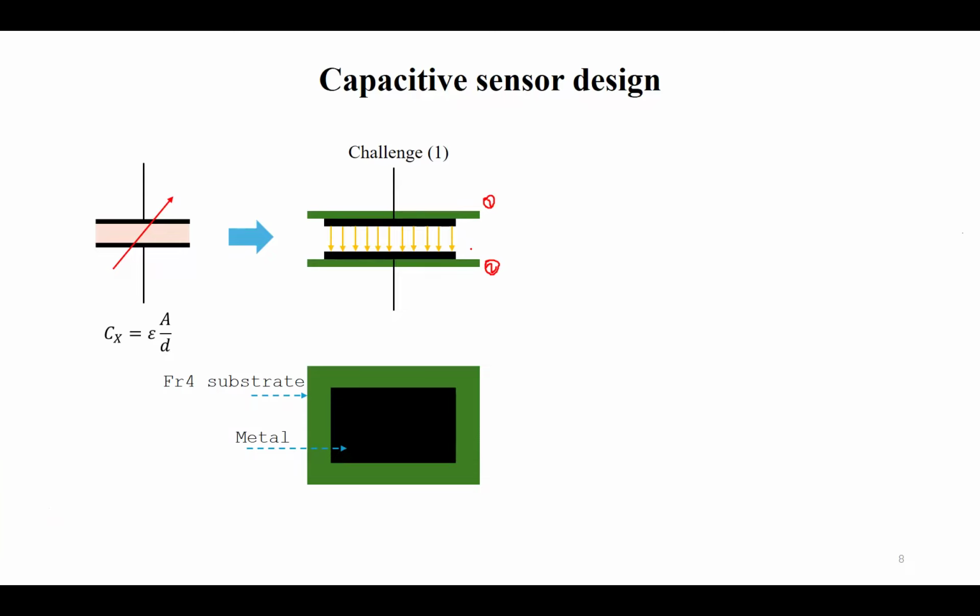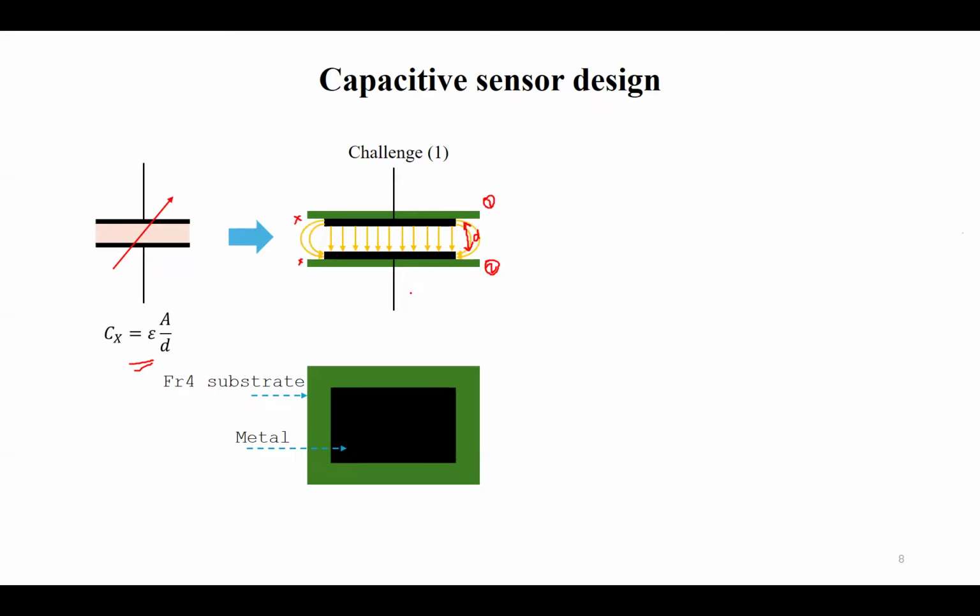So when we align these two PCBs at a distance D, there will be a capacitance Cx equal to epsilon A by D. So that is a conventional capacitor. Ideally speaking, these two metallic plates will have a capacitance like this. And whenever there is a movement of this plate or this plate, there will be a corresponding change in the capacitance. So that is the ideal case, right?